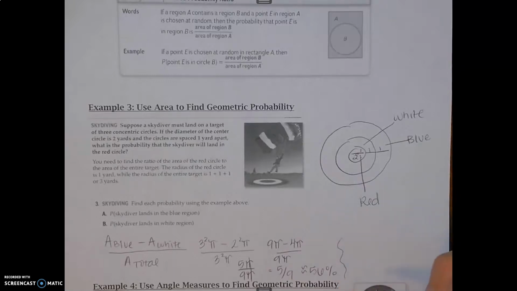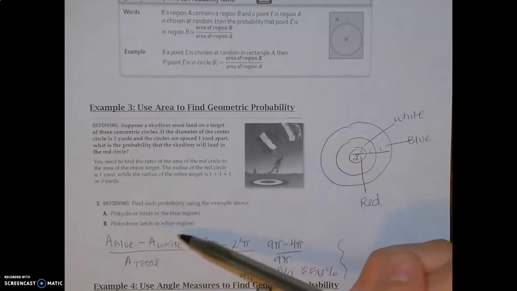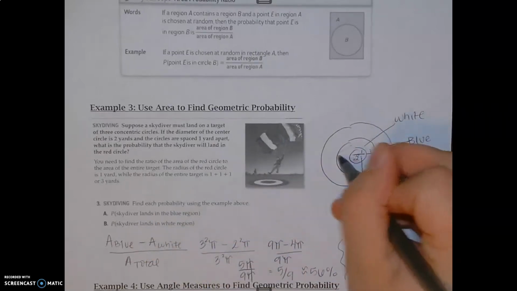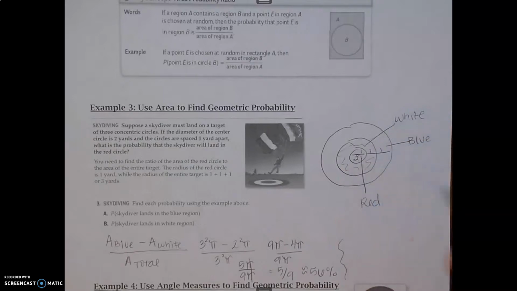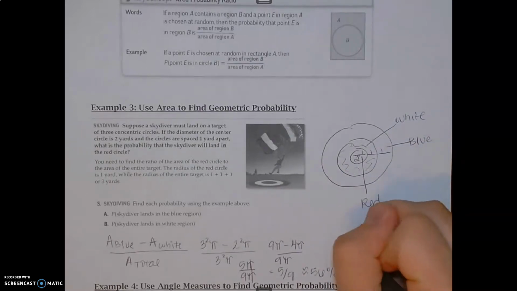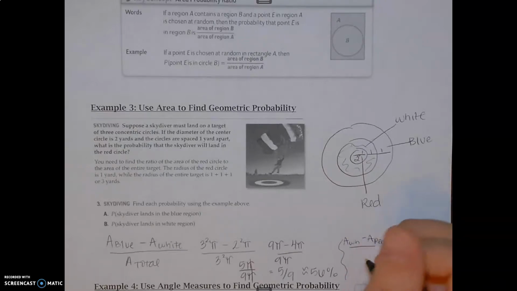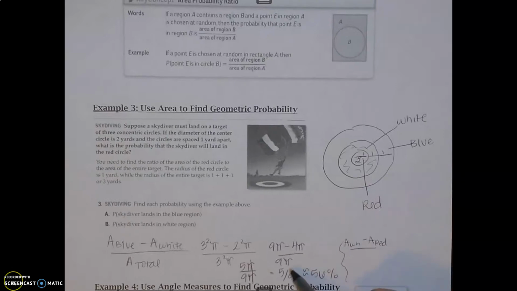I'm going to make a little space. So now we'll look at the second example. So we want the probability that the skydiver lands only in the white region. So only in this region right here. So now for our desired outcome, that's actually going to be the area of the white, but I need to subtract out the area of the red over the area of the whole, which is our total area, which we actually know is 9 pi.